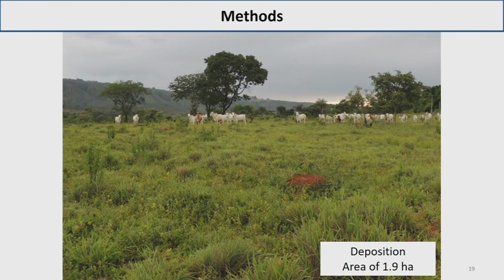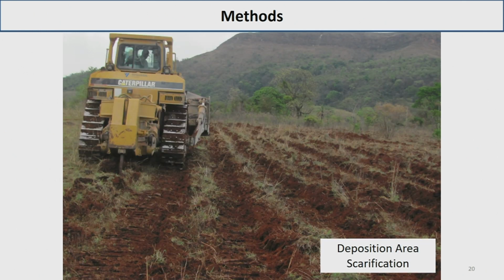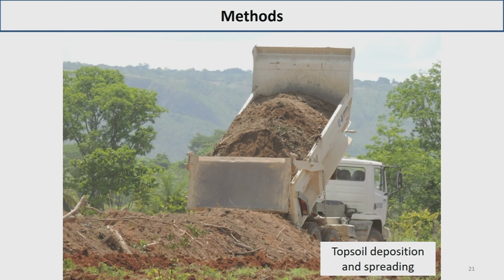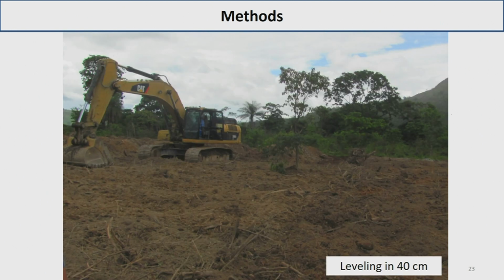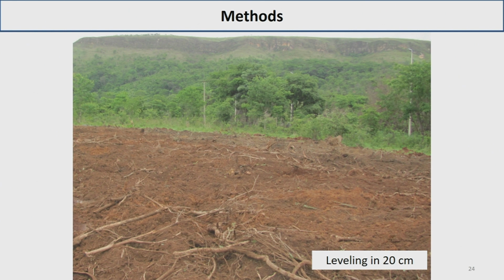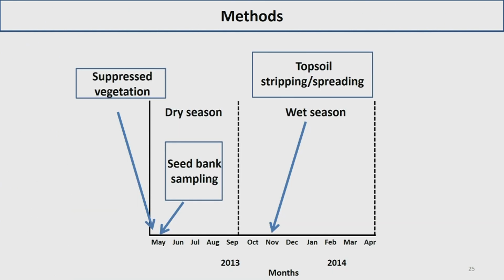The deposition area used to be pasture dominated by Andropogon gayanus and Urochloa grasses. The deposition area was scarified to loosen the soil and remove grasses. Topsoil spreading, mounds deposition, leveling at 40 centimeters, leveling at 20 centimeters. Standing vegetation and seed bank were sampled in May, and topsoil stripping and spreading happened in November.